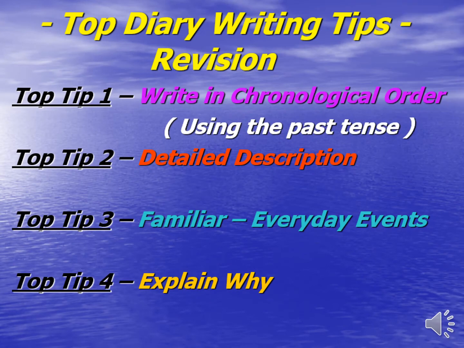So, a summary of the tips. First, write in chronological order and using the past tense and the first person. 2, detailed descriptions. 3, familiar or everyday events, but in your own way. Tip 4, explain why.